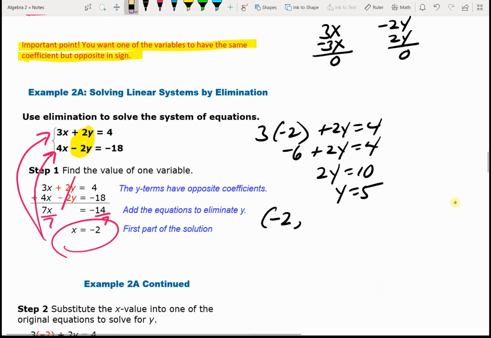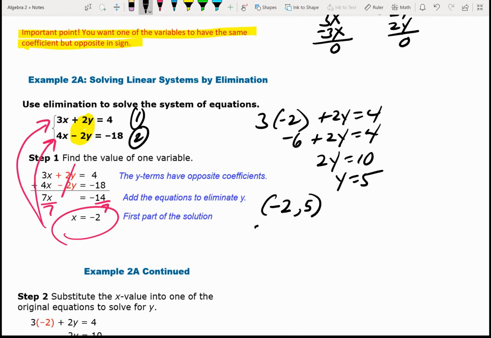Oops, let me clear that up. And again, it's always a good idea to check your work. So let's do that. I'm going to substitute negative 2 and 5 into both of these equations to see if I get a true statement. So I have 3 times negative 2 plus 2 times 5, and that's negative 6 plus 10, and that's 4, and that equals 4, so that checks out.